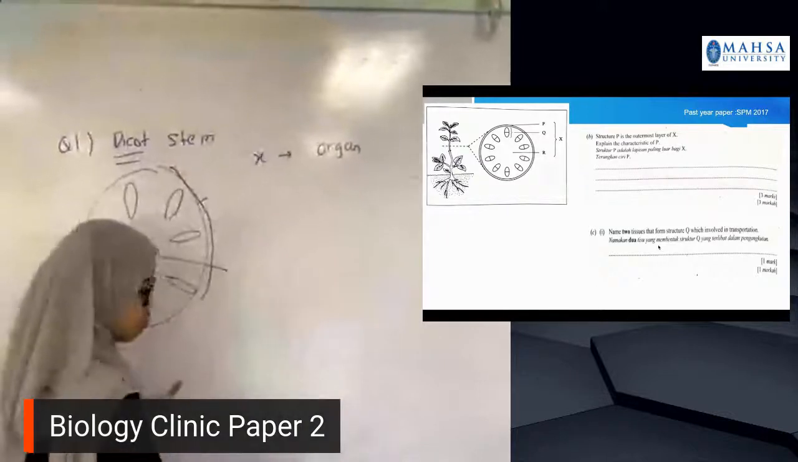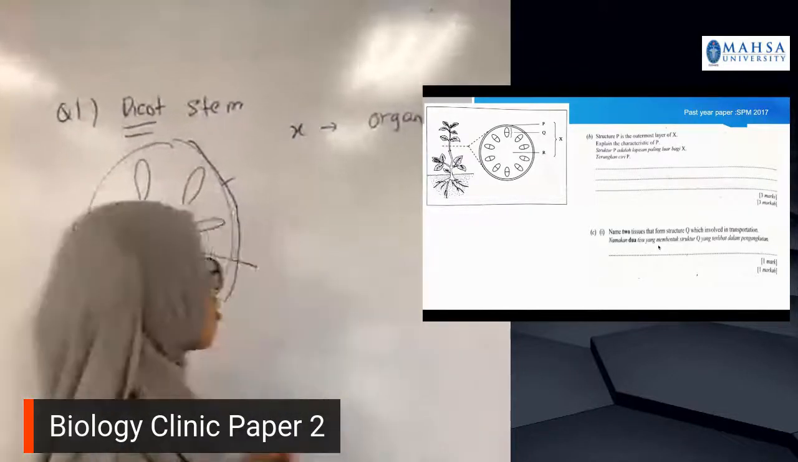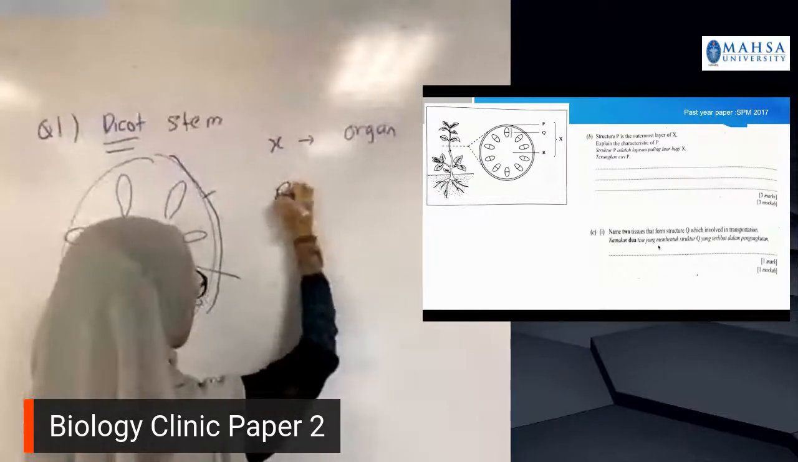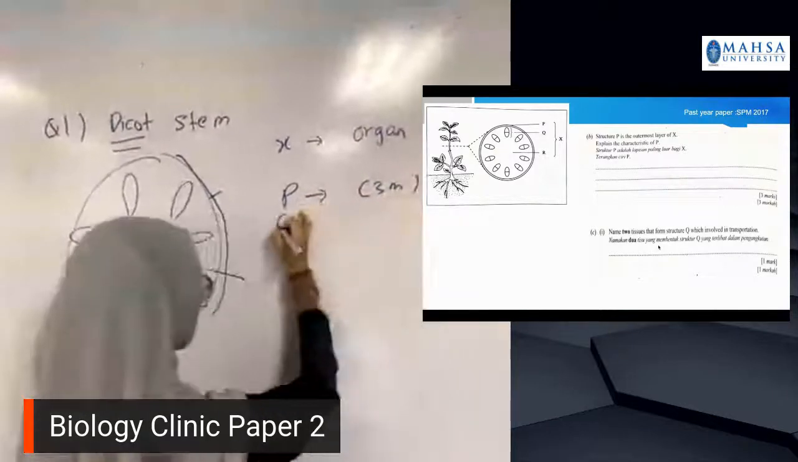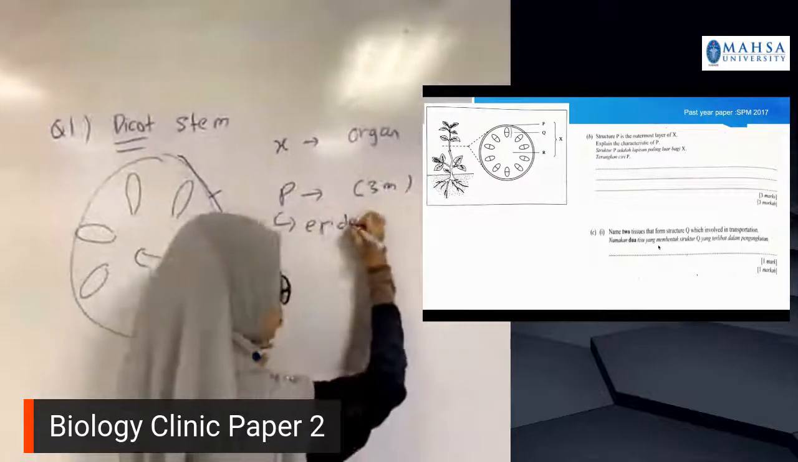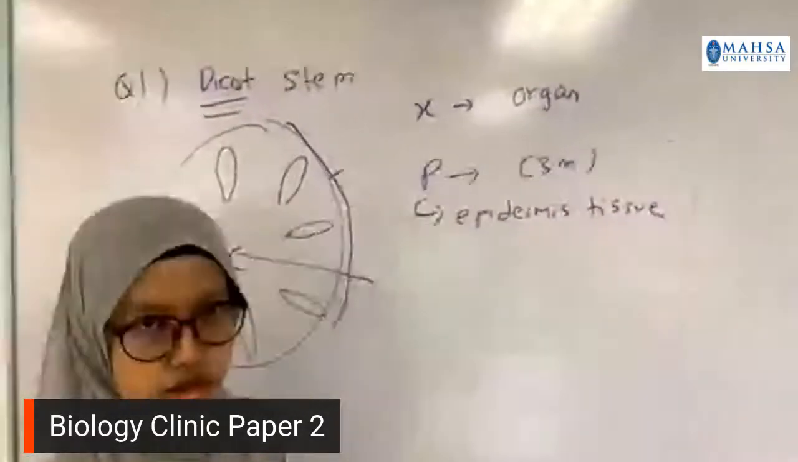Okay, next question. Structure B is the outermost layer of X. Explain the characteristics of structure P. 3 marks. Okay, so we already stated that structure P is the epidermis tissue. So you need to explain the characteristic.